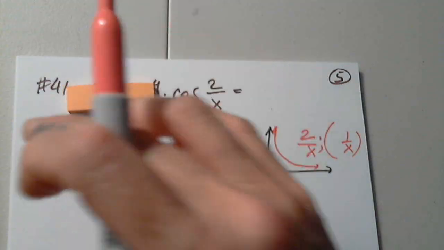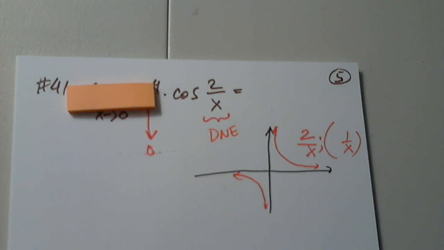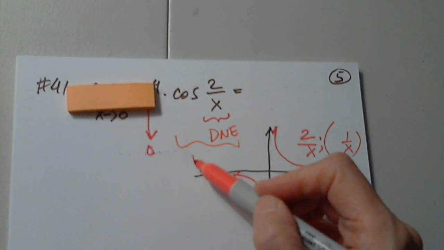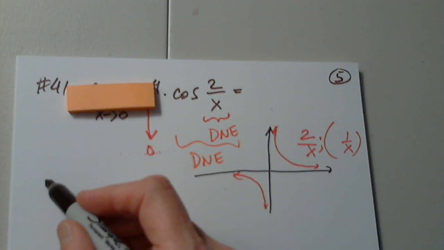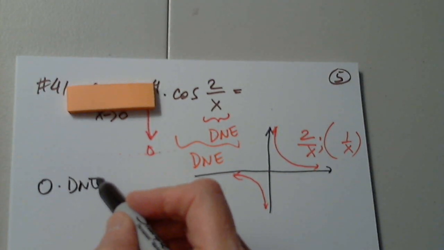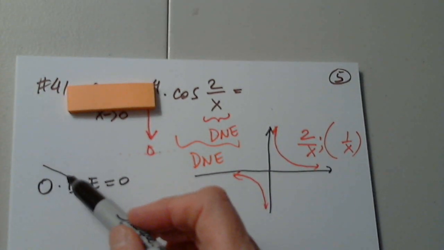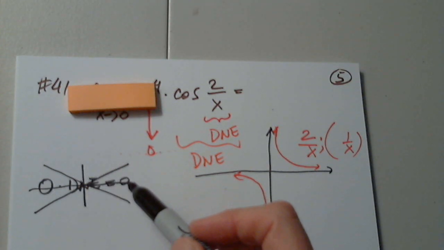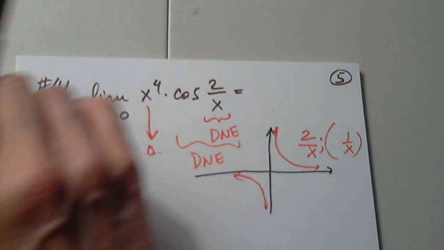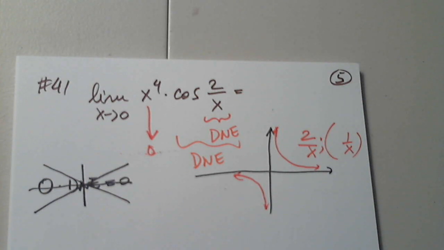So I'm asking you now, how much is cosine of D and E? Well, it's D and E. You could argue by saying, well, wait a second, 0 times D and E is 0. No. No, we cannot conclude that. So here is how we calculate this limit.